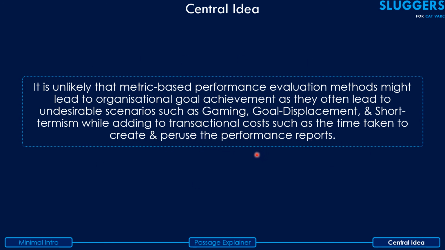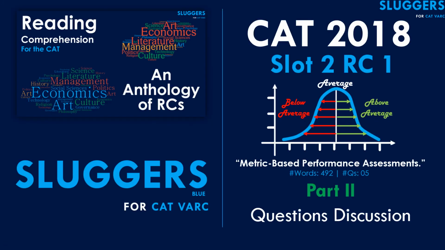He is basically just trying to make the point that it is very unlikely that metric-based performance evaluation methods can lead to any kind of actual organizational goal achievement, because most of the time they just end up leading to undesirable scenarios such as gaming, goal displacement, and short-termism. These are the three disadvantages he has described, right? And in addition to that, there are also transactional costs involved, such as the time taken to create the reports and the time taken to read the reports, right? So that's the central idea.